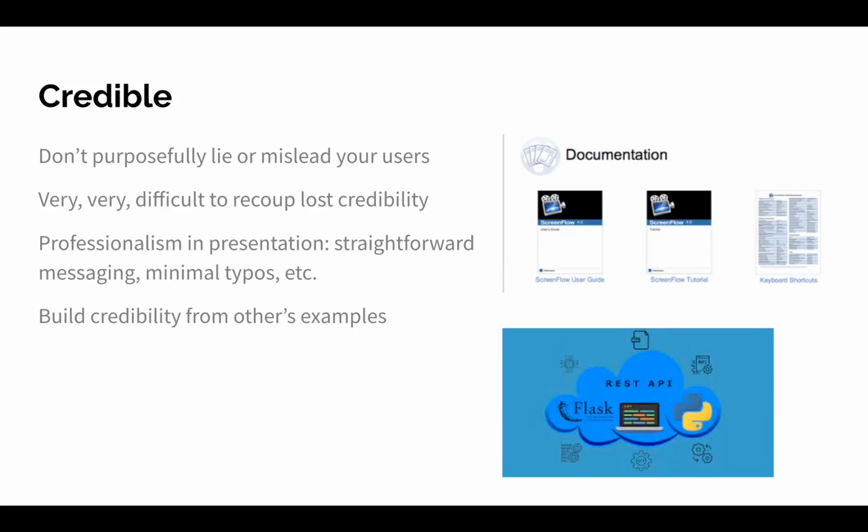Professionalism. In presentation, messaging, minimal typos. If you have an open source repo that you're building or an open source Python project, take time to flesh out that README. If you have a really nice high quality README, then people are automatically going to think that your project is credible. And you can build credibility from other people's examples. Python users have built credible apps. Try and copy what they did in that sense.